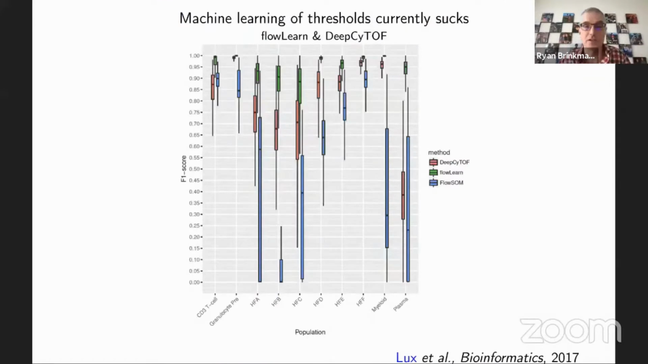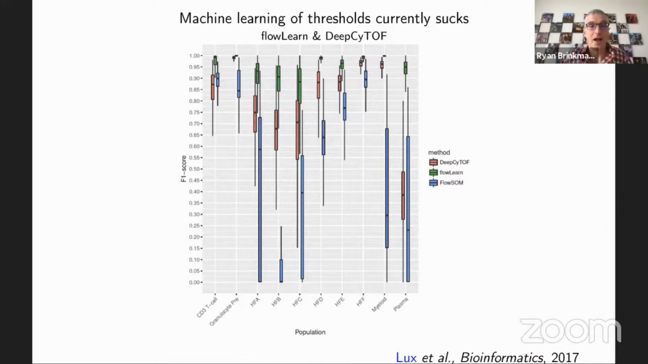Machine learning algorithms have been developed, including from my group. We threw out FlowLearn a couple of years ago now. It's my stuff. I'm happy to say it sucks. There's other methods out there that didn't perform as well as our stuff when we did the comparison. And there's some good reasons for that that I'll get to at the end of my talk.